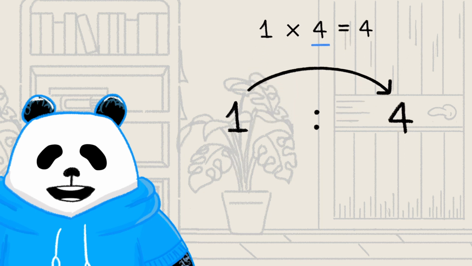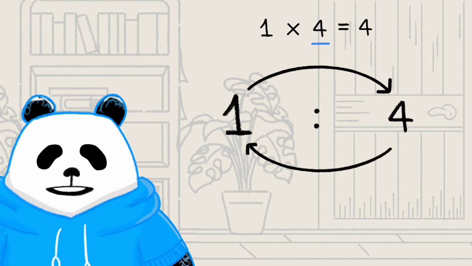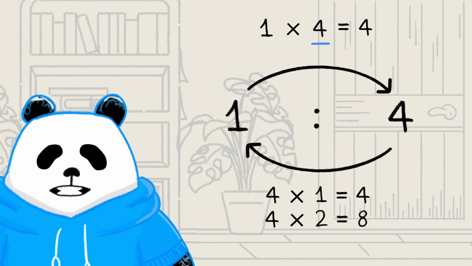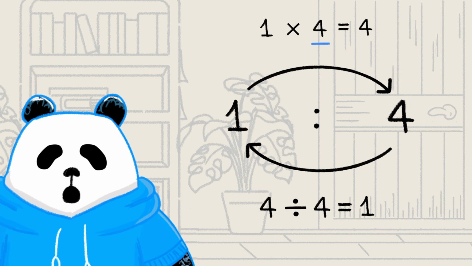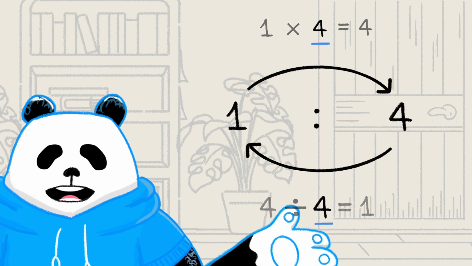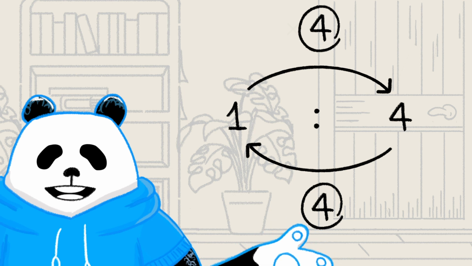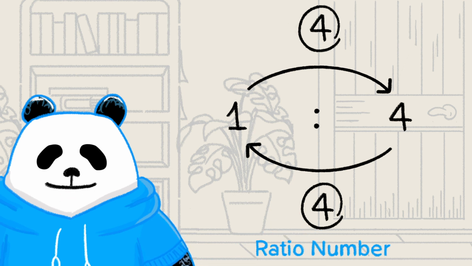Does it work the other way as well? How can we get from 4 to 1? First, we try it with multiplication. 4 times 1 equals 4. 4 times 2 equals 8. It doesn't really work. Let us try division instead. 4 divided by 2 equals 2. 4 divided by 4 equals 1. So to get from 4 to 1, we can divide 4 by 4. Now we see that 4 is the special number. Let us call it the ratio number.